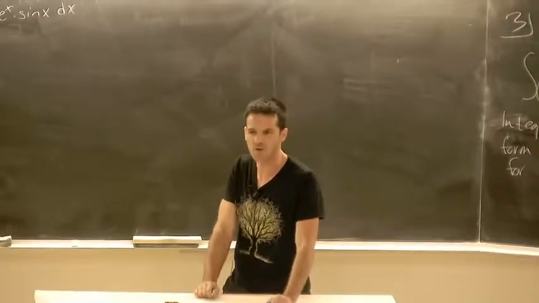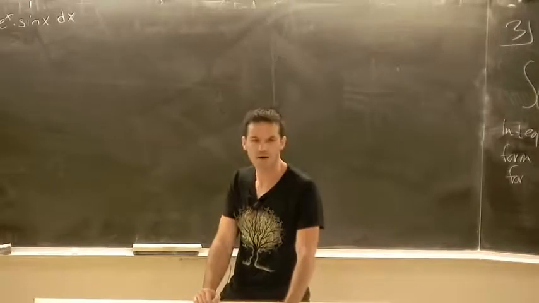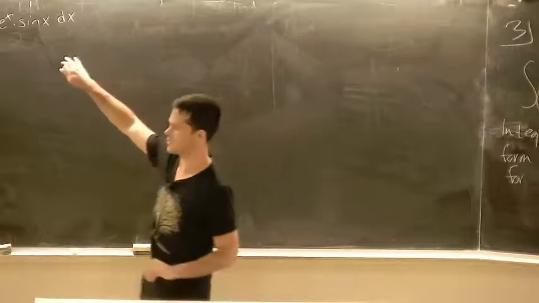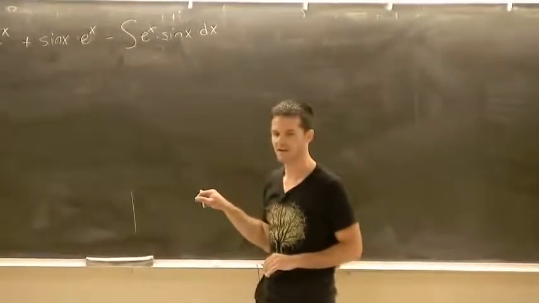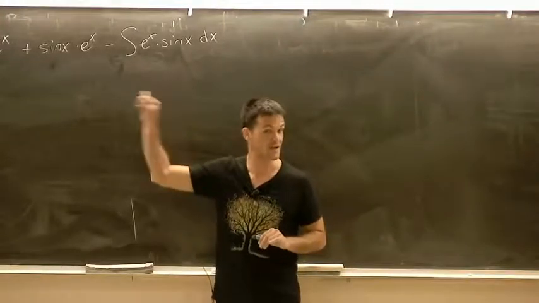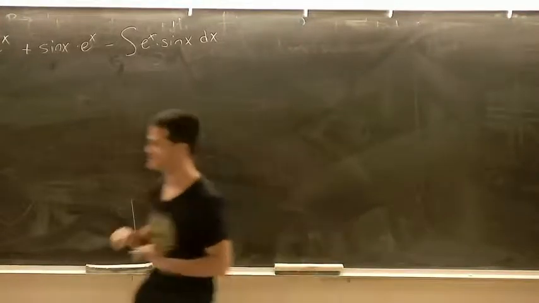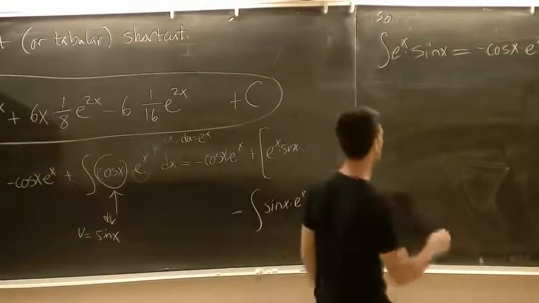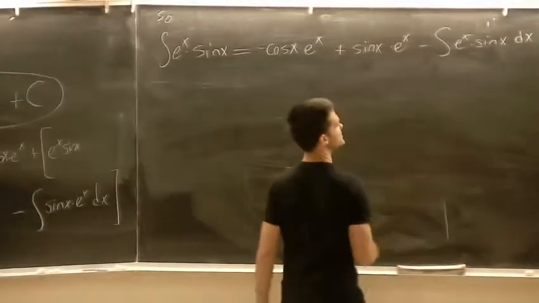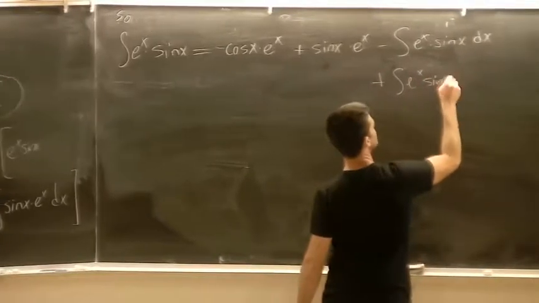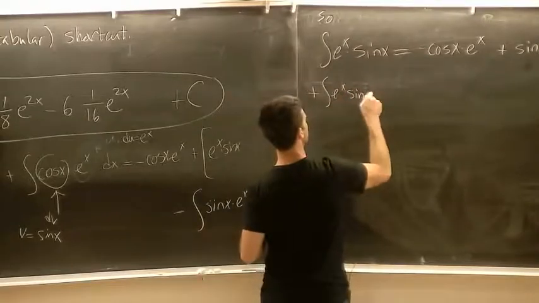I could keep on doing this, it's not going to make things any better, but did anyone notice? Not only do I still have an integral on the right-hand side, it's the same integral I have on the left-hand side. And they don't cancel out either, right? Because I was consistent with my choice of the exponential always being the u. So let's just add this term to both sides.